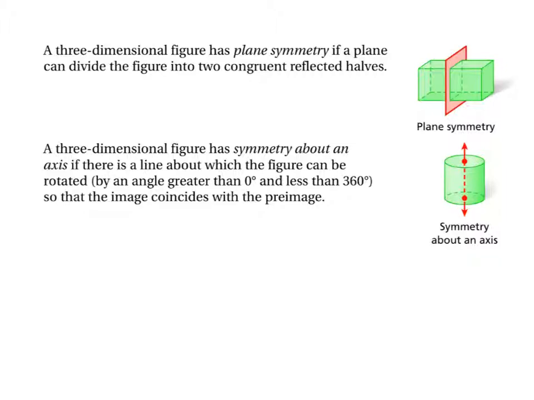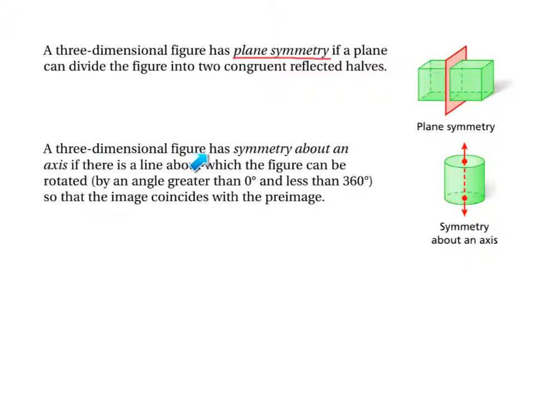The other 2 kinds of symmetry are as follows. We can actually use symmetry in 3-dimensional shapes. A 3-dimensional figure has plane symmetry, there's a vocab word, if a plane can divide the figure into 2 congruent reflected halves. So as you can see over here, we can take this rectangular prism, we can draw a plane right down the center and split it into 2 congruent halves.